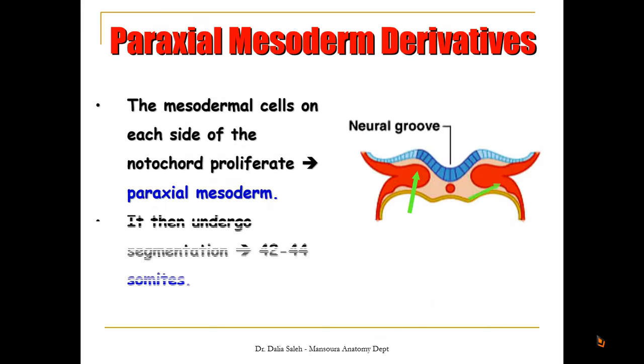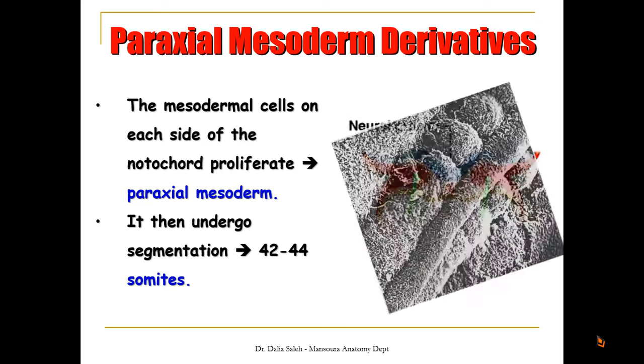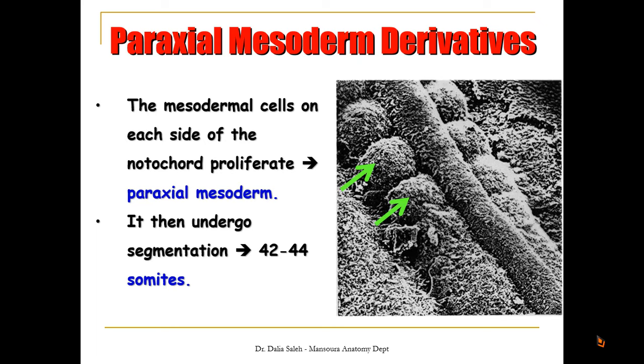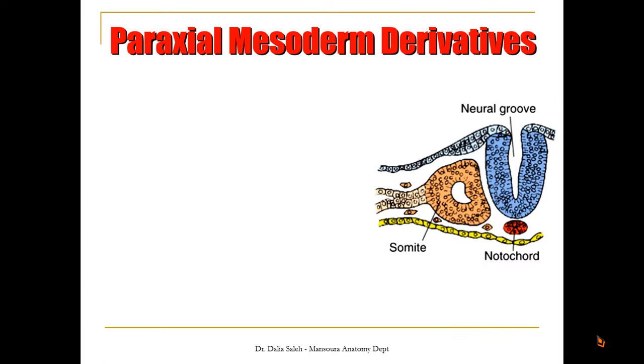The paraxial mesoderm lies on each side of the notochord. Its cells proliferate and become segmented and divide into 42 to 44 somites or segments, as we can see here. In the middle you can see the neural tube, and on each side are the somites. What happens to these somites?